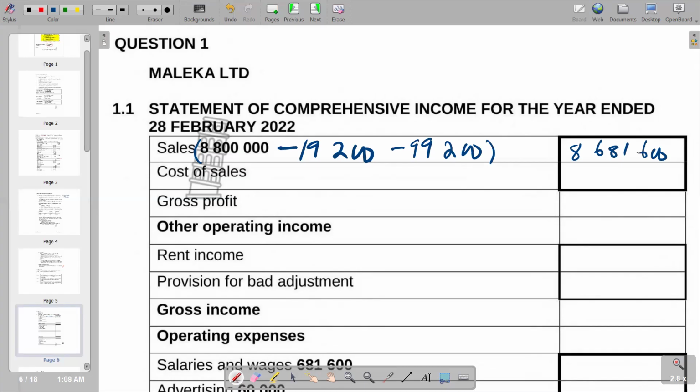We can verify that calculation to see if it is correct. We have 8,800,000, and then we subtract 19,200, and then we subtract again 99,200. Obviously, you're going to get 8,681,600. So it's the correct figure that we have.